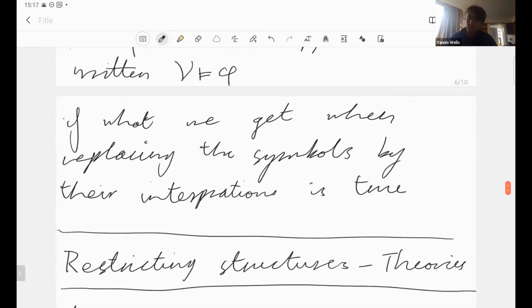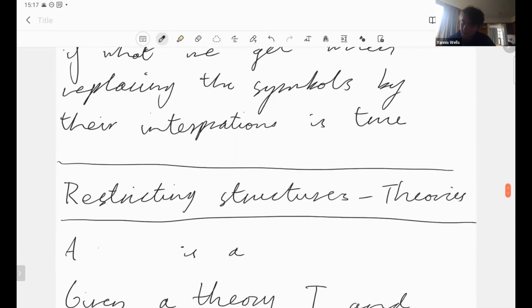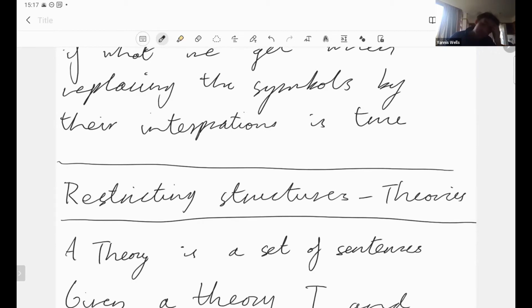So now, if we want to restrict structures and come up with theories, that's what I'm going to introduce next. So a theory is a set of sentences. And throughout this, I will frequently use the word axiom. And an axiom is just one of the sentences in a theory.